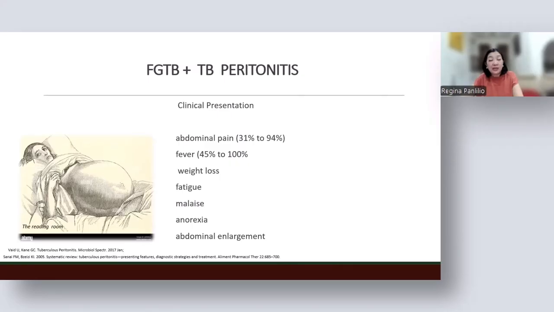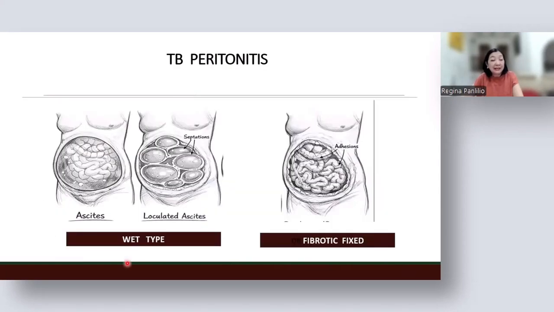With associated peritonitis, patients may present already with systemic signs and symptoms like fever, abdominal pain, weight loss, and abdominal enlargement. And TB peritonitis may present as a wet type, with free ascites or loculated ascites, or a dry adhesive type characterized by adhesions and matted bowel loops.